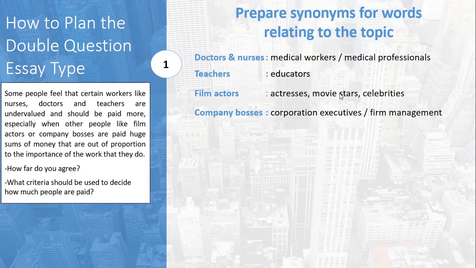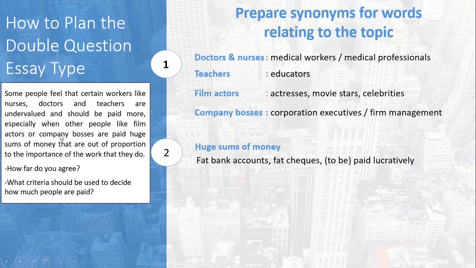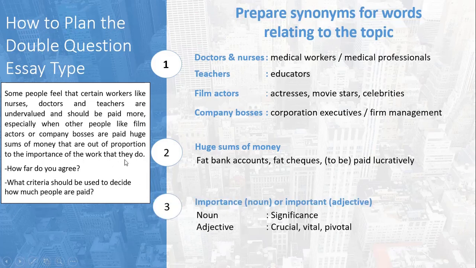Okay? And then let's prepare synonyms for words relating to the topic. For example, for doctors and nurses, we can say medical workers or medical professionals. For teachers, we can say educators. Film actors, we can say actresses, movie stars, or celebrities. And for company bosses, we can say corporation executives or firm management. And huge sums of money here in the written statement, we can say fat bank accounts, fat checks, or to be paid lucratively. And then next, importance here, importance of the work that they do, or in adjective, it's important. For noun, we can say significance, that's the synonym, and for the adjective, we can say crucial, vital, or pivotal.